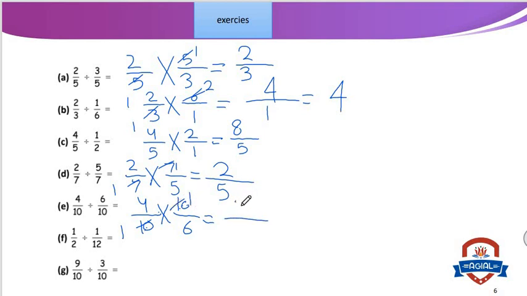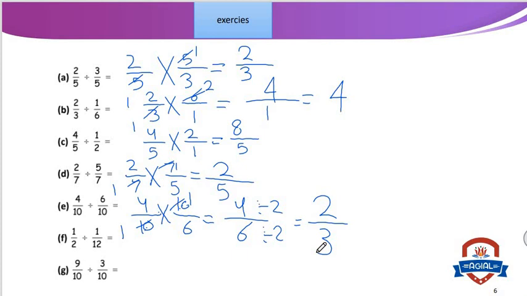1 by 4 equals 4 in the numerator, and 1 by 6 equals 6. 4 over 6. Can we divide it? Yes. We can divide both of them by 2. 4 divided by 2 equals 2. 6 divided by 2 equals 3. So the result will be 2 over 3 in the simplest form.